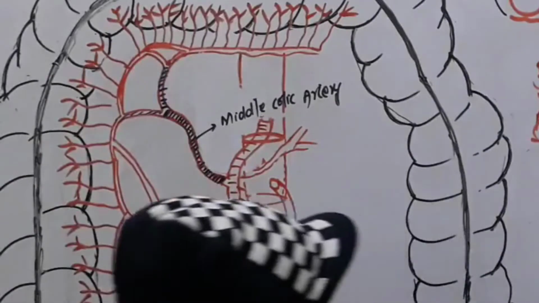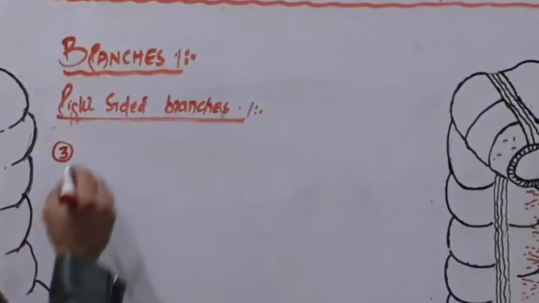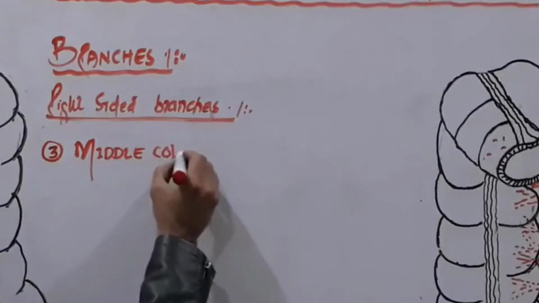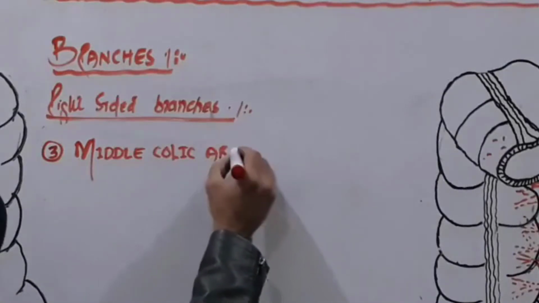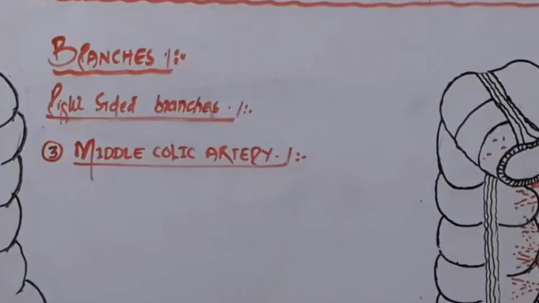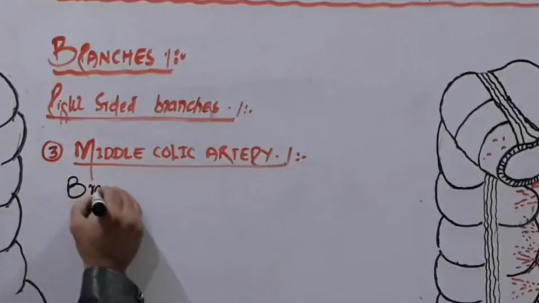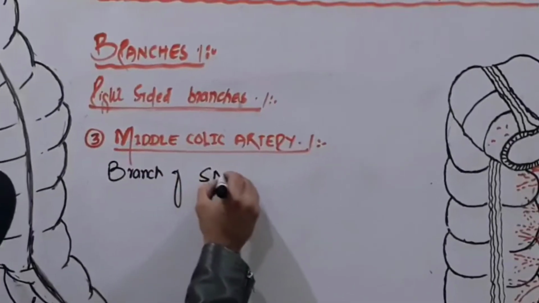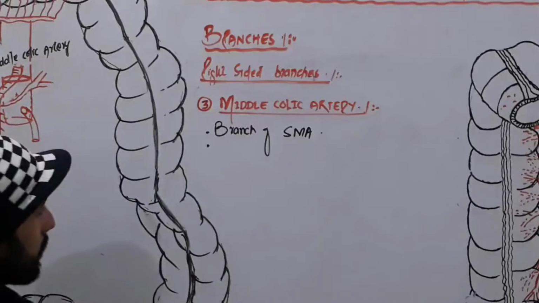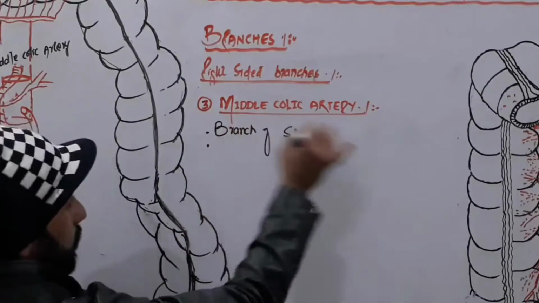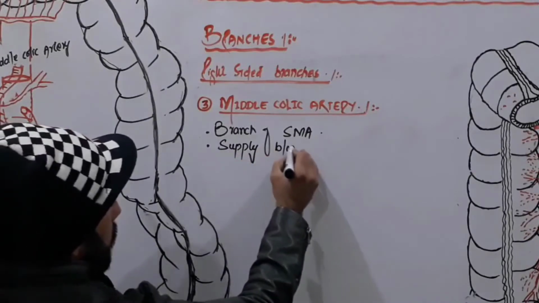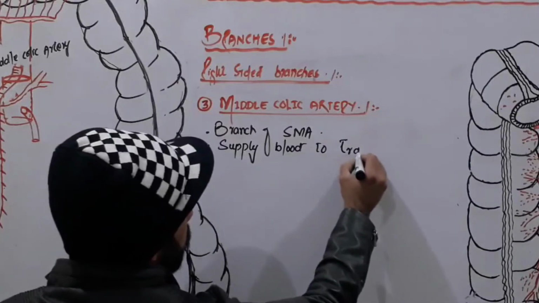Look, the third branch, the most important and last branch, is called the middle colic artery. Done, friends. So what is the middle colic artery? It is a branch of the superior mesenteric artery, SMA, we know it. And what does it do? It branches off from the superior mesenteric artery and supplies blood to the transverse colon.